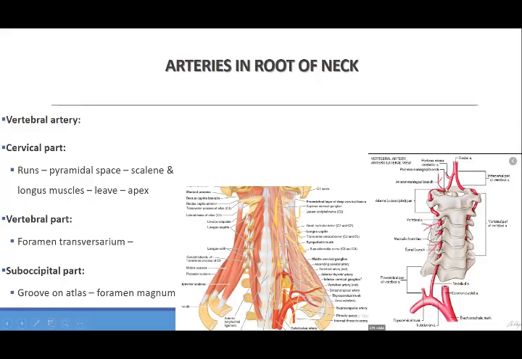Posterior arch of the Atlas के ऊपर एक groove होता है, and the vertebral artery, as it emerges from the foramen transversarium of the first cervical vertebra, it then passes posteriorly and runs in the groove present on the posterior arch of the first cervical vertebra, that is the posterior arch of the Atlas vertebra. Then from this groove, the 2 vertebral arteries, one on either side, enter the skull through the foramen magnum.